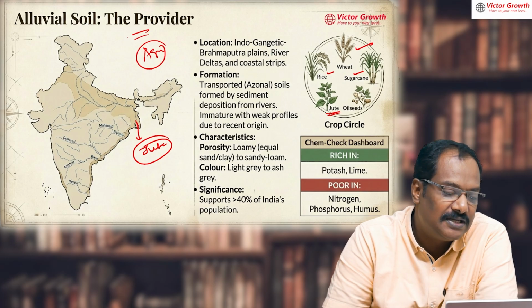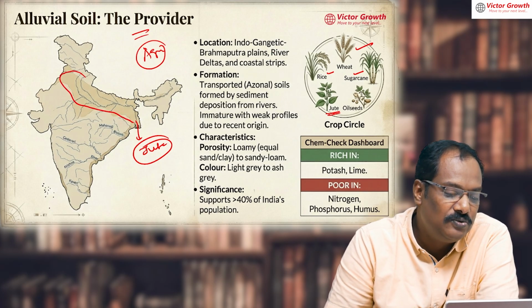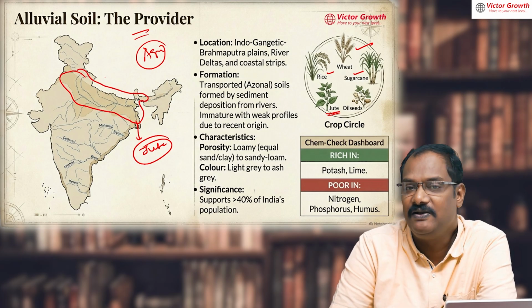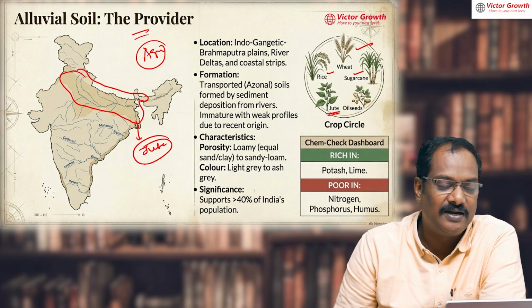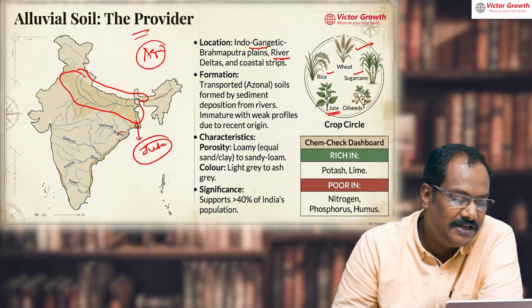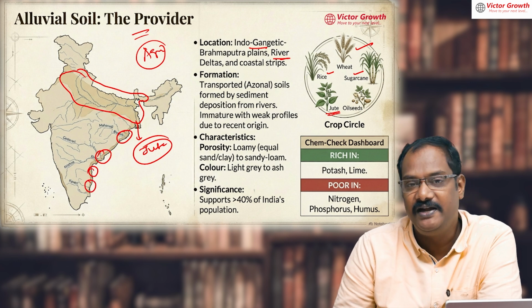Okay, so this alluvial soil is located in this region from Punjab, Haryana to West Bengal, and some parts of Assam you can also include. This is the place where we get alluvial soil: the Indo-Gangetic plains and the river deltas also. So in this region, the Mahanadi, Godavari, Krishna and Kaveri deltas also you find.